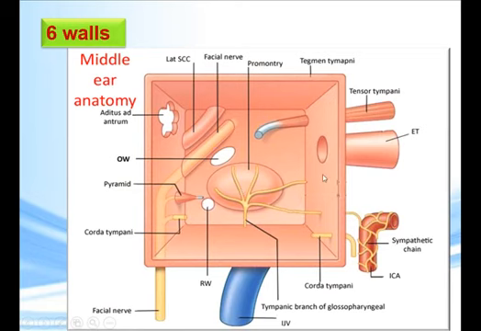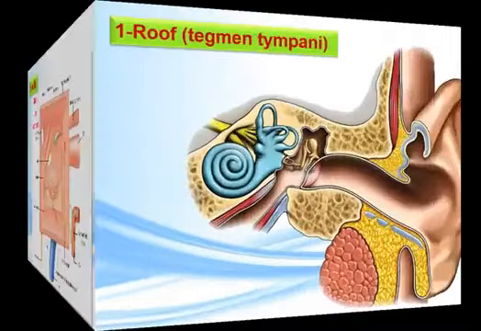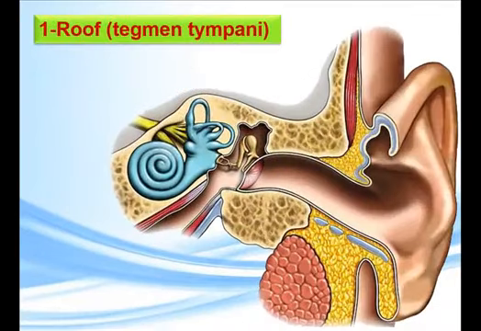This is the anterior wall, posterior wall, superior wall, inferior wall, and this is the lateral wall. Sorry, this is the medial wall. And we have said that the lateral wall, which is the drum, has been removed from this diagram. Let's take the walls one by one. Again, this is the drum, the external auditory canal, and this is the middle ear cavity.